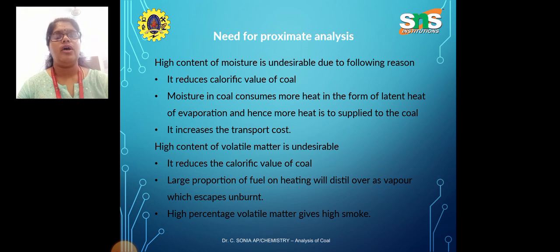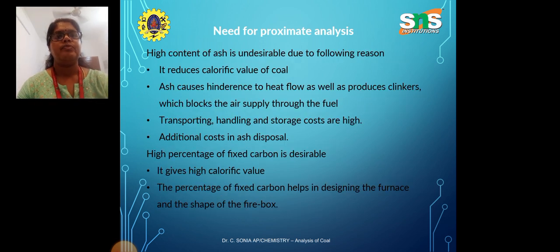So there is loss in the fuel, and high percentage volatile matter gives high smoke. Next, high content of ash is undesirable due to the following reasons. If there's more ash in the coal, it reduces the calorific value of the coal. Ash causes hindrance to heat flow as well as produces clinkers which block the air supply through the fuel. So transporting, handling and storage costs are high, and the additional cost is ash disposal.